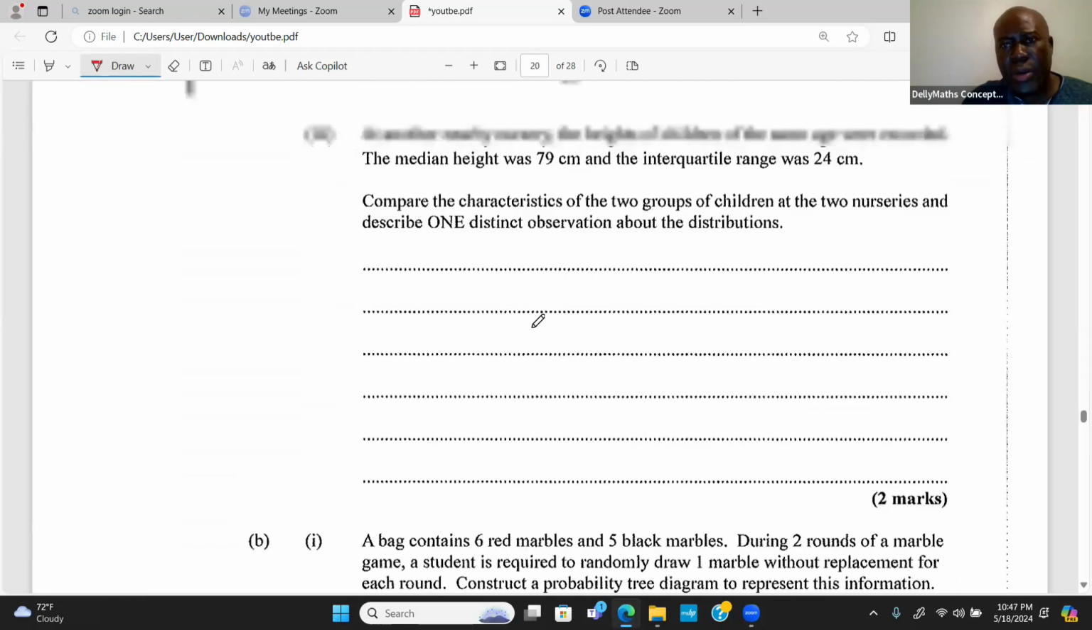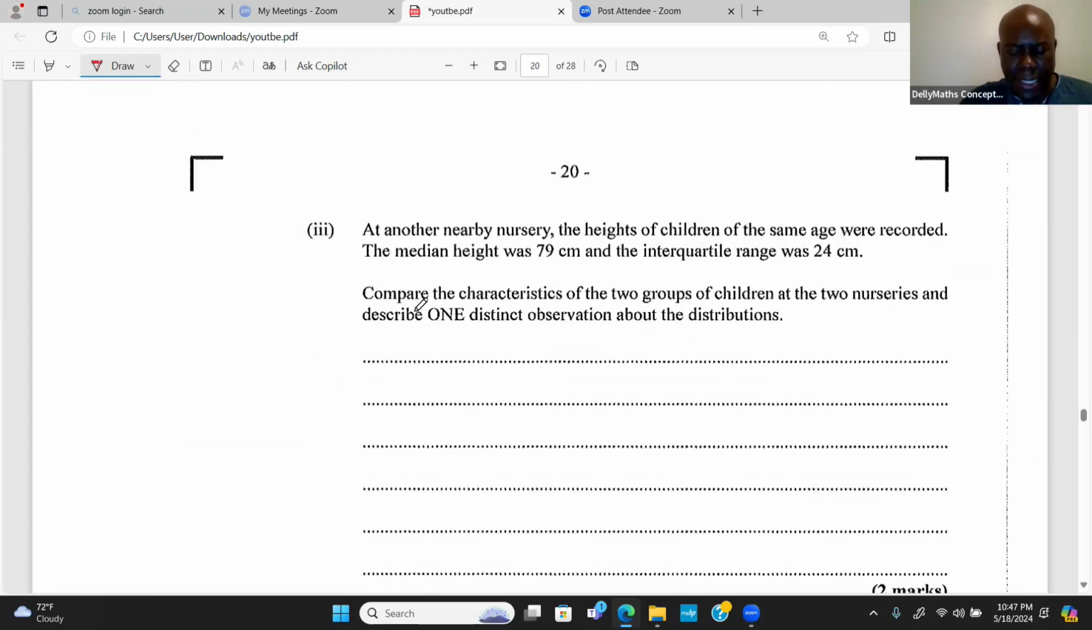Let us see what the other question is. The question went further, and it says, at another nearby nursery, the heights of the children of the same age were recorded. The median was 79, and the interquartile range is 24. Compare the characteristics of the two groups at the nurseries and describe one distinct observation.